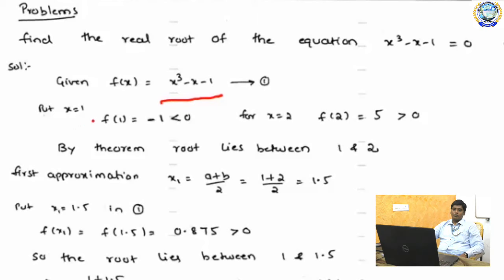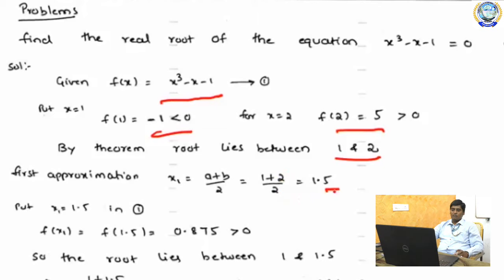If I substitute 1 instead of x, I will get f of 1 equals minus 1. 1 cube is 1, 1 minus 1 minus 1 is minus 1, which is negative. So now I have to choose a positive value. If I substitute 2 instead of x, then 2 cube is 8, 8 minus 2 is 6, 6 minus 1 is 5, so f of 2 is positive. By the theorem, the root lies between 1 and 2. By the bisection method, we take the average of 1 and 2. 1 plus 2 is 3, 3 by 2 is 1.5.